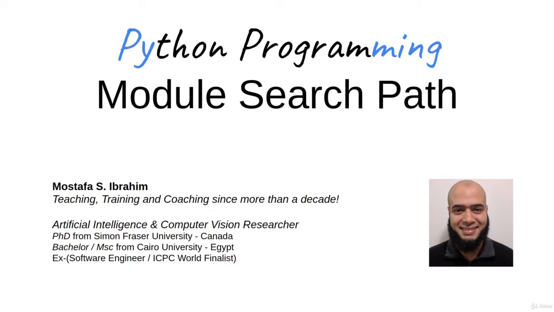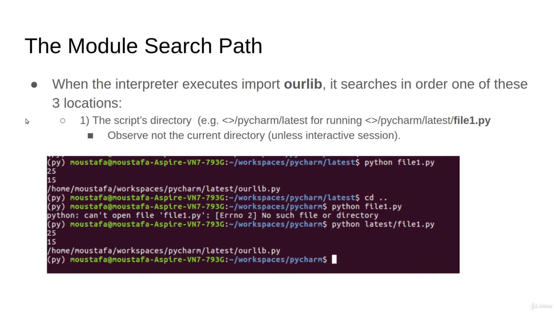Once things got complicated, you should know about the module search path, which tells you in an explicit way how Python finds the module that you are referring to. When the interpreter executes import our lib, that we used in the previous program, it searches for it in specifically 3 locations in a specific order.